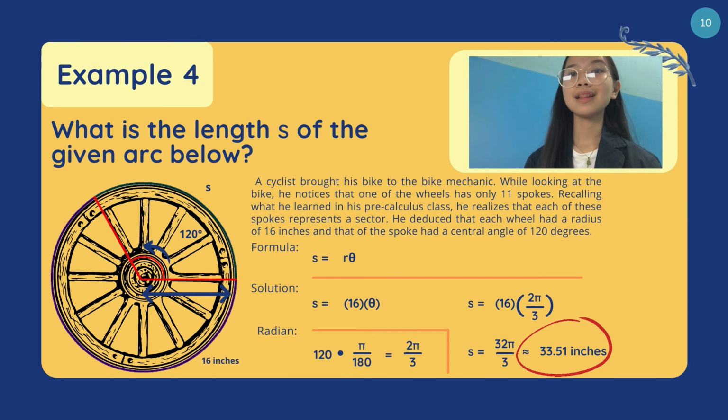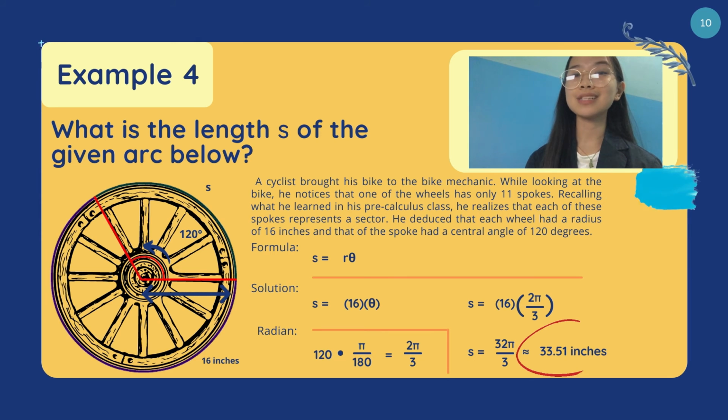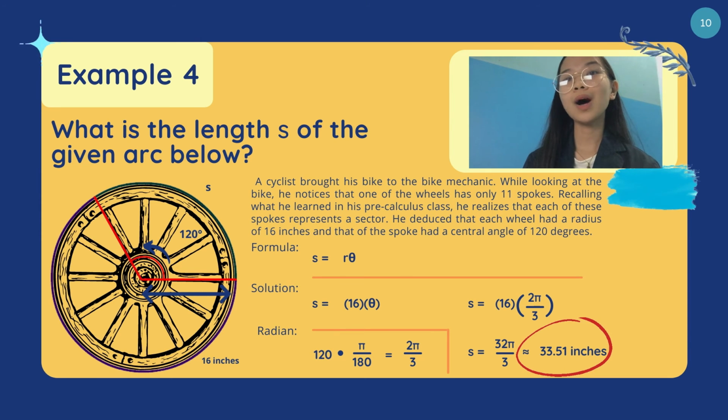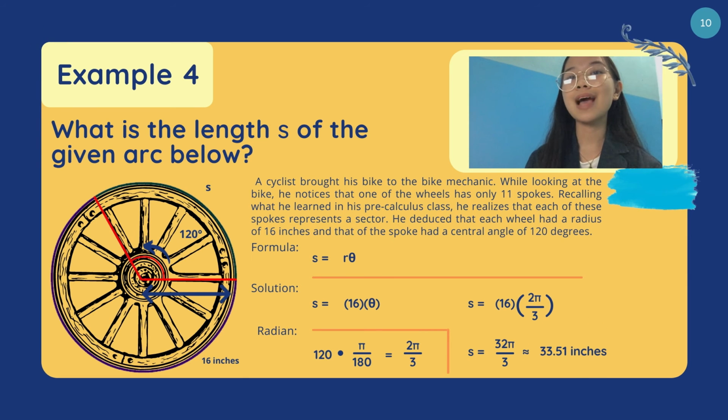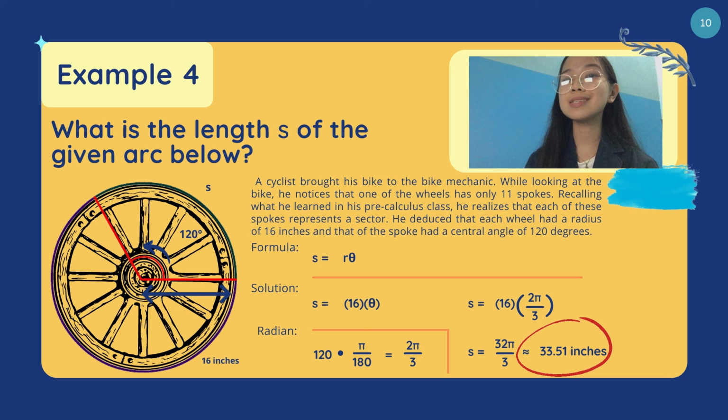For our last example, let's keep using the radian formula to practice our skills. What is the length of the given arc below? A cyclist brought his bike to a bike mechanic. While looking at his bike, he noticed that one of the wheels only has 11 spokes. Recalling what he learned in his pre-calculus class, he realizes that each of these spokes represents a sector. He deduced that each wheel had a radius of 16 inches and that each spoke had a central angle of 120 degrees.